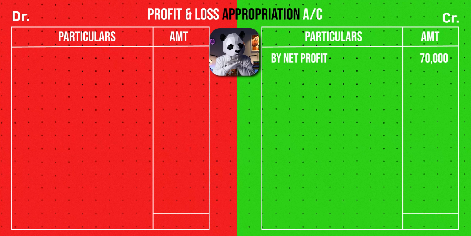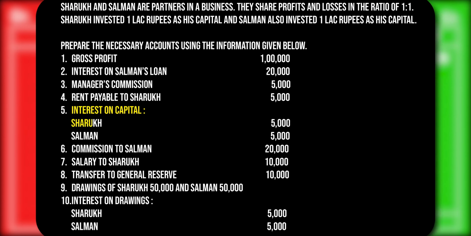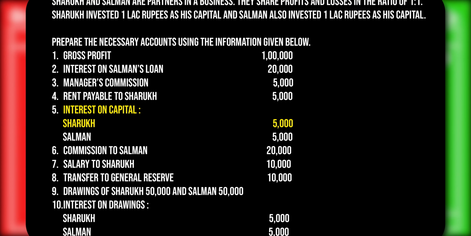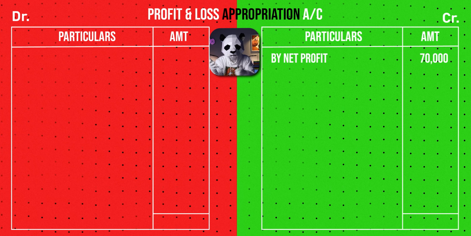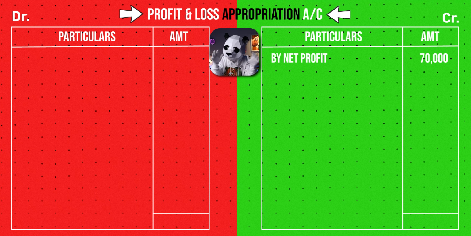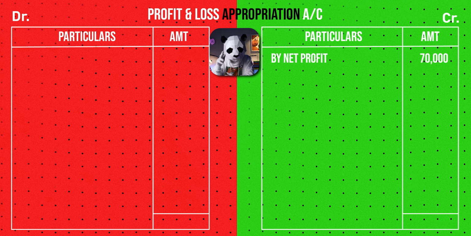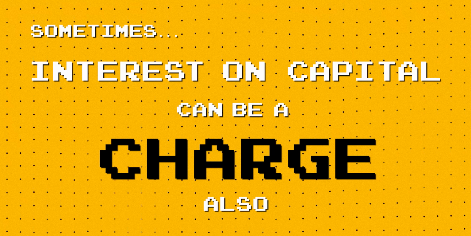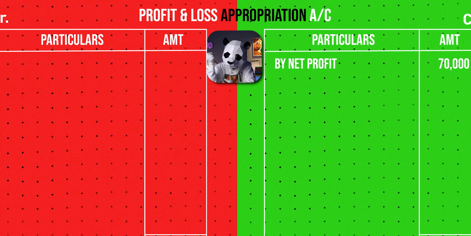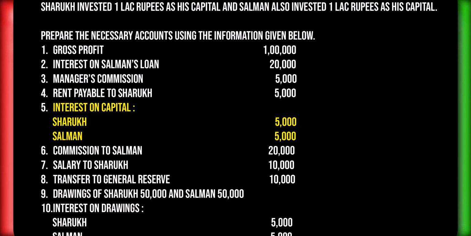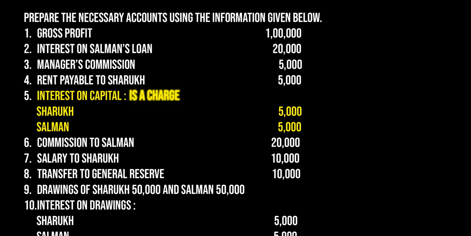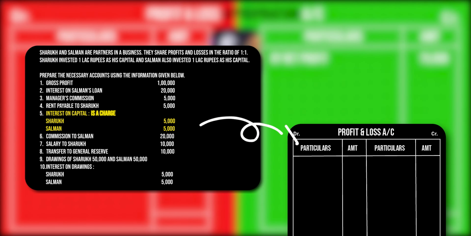And luckily, it is clearly given in the question that Shahrukh has to get 5,000 rupees interest for his capital, and Salman has to get the same 5,000 rupees interest for his capital. Since most of the times interest on capital is an appropriation, it will be written in profit and loss appropriation account. But let me remind you again, sometimes interest on capital can be a charge also. It depends on what the partners decide. Well, in case if it's a charge, then it will be clearly mentioned in the question that interest on capital is a charge. And in that case, you are supposed to write this in P&L account.